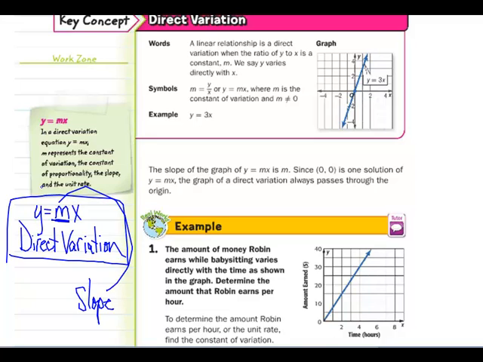So not only that this is the direct variation form, and that this m is the slope, they will always pass through the origin, because 0, 0 is a solution of this. If I put 0 in right there, and if I put 0 in right there, no matter what the slope is, it's going to be 0. So that works. 0, 0 is the origin. So that is the point that works.